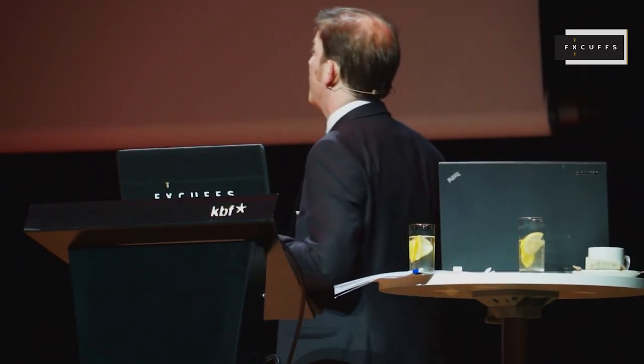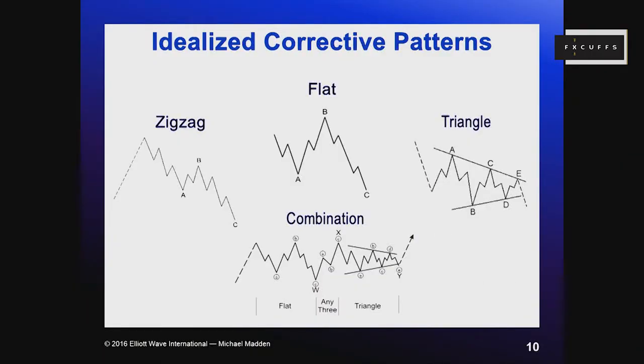So here's a breakdown of our idealized corrective patterns. The first one is the zigzag. I don't want to get too involved in the internals of these patterns. What I want you to recognize today is that a corrective pattern is a 3-wave pattern. We refer to them as threes. So we have 5 waves down for an A wave, a 3-wave correction, and another 5 waves. But the important thing is that this whole pattern consists of 3 waves.